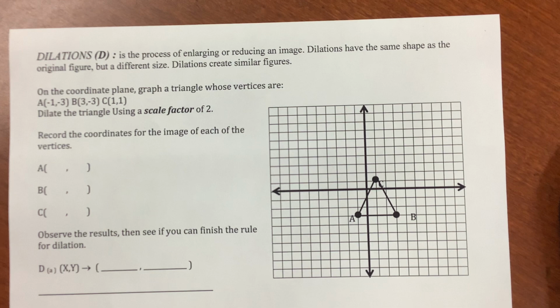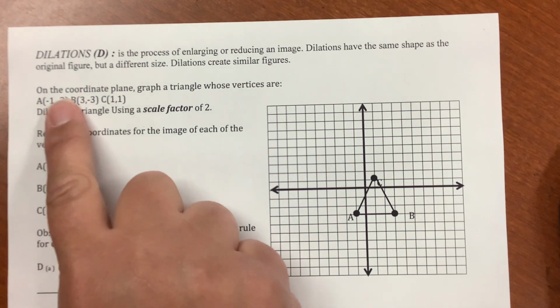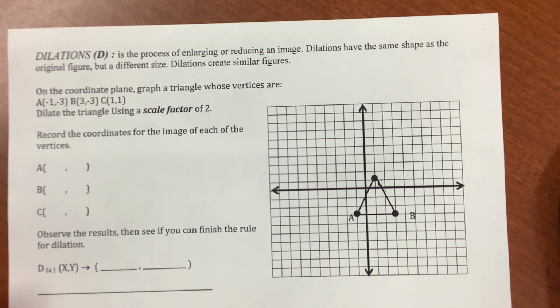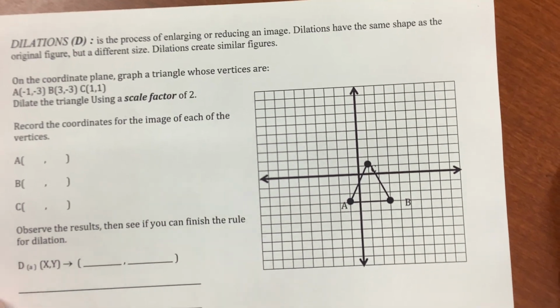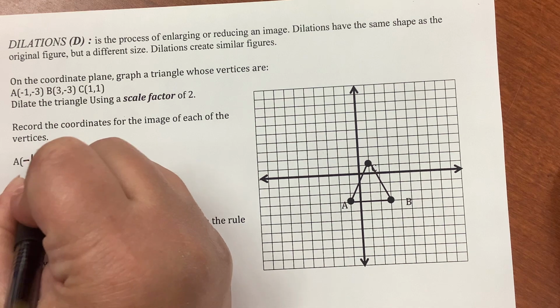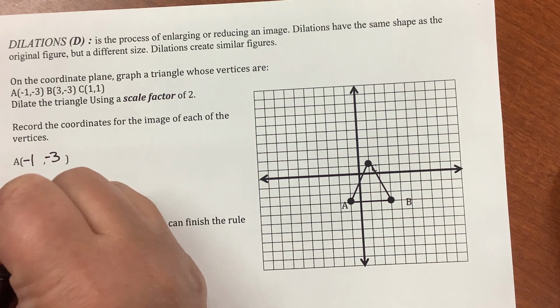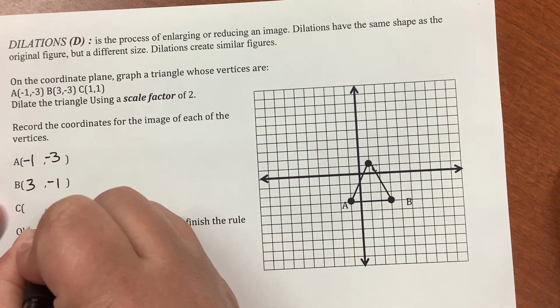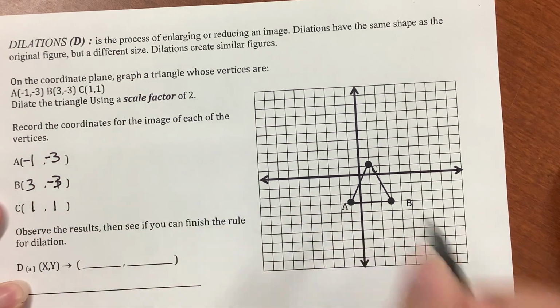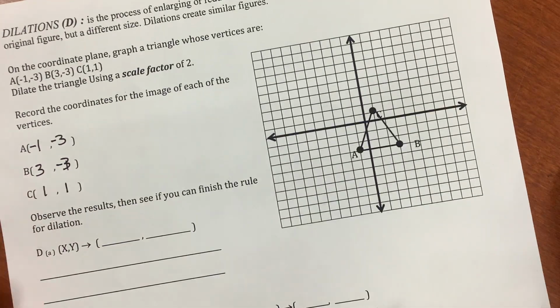And we're going to talk a little bit about scale factor and how to find scale factor, but mostly let's just do this. The coordinate plane: graph this triangle. Let's just write the coordinates on here as we go. A is at -1, -3. B is at 3, -3. And C is at 1, 1. And that's the same triangle we had earlier.